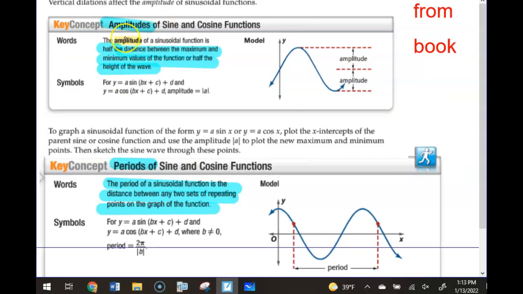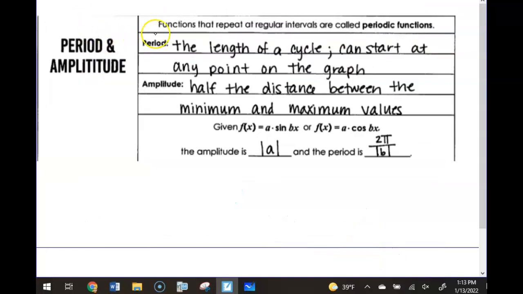Please be paying attention. Amplitude is half the distance between the max and the min. You have this here, I think. It says half the distance between the minimum and maximum values, okay? Can you write that? Don't you have this somewhere?